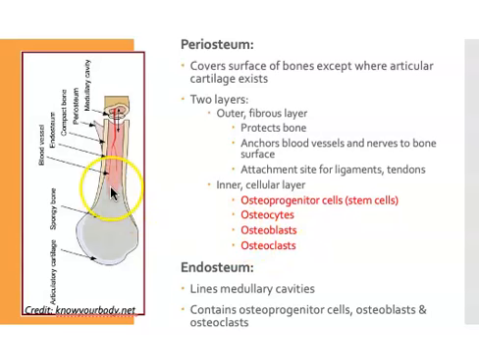Now the lining of the medullary cavity is called endosteum, and it's very similar to periosteum, except the cellularity is a little different. You won't find any osteocytes in the endosteum, but you will find the other types of bone cells.